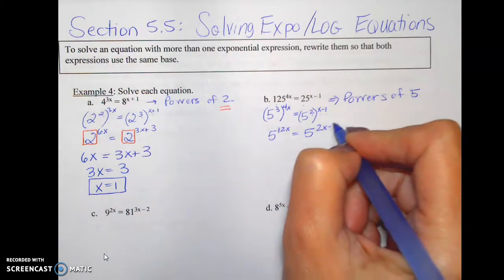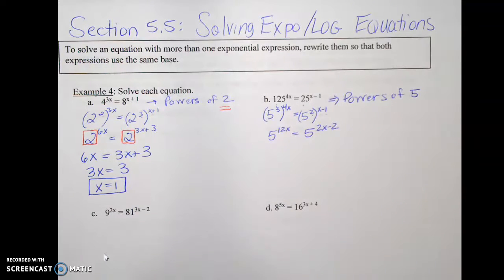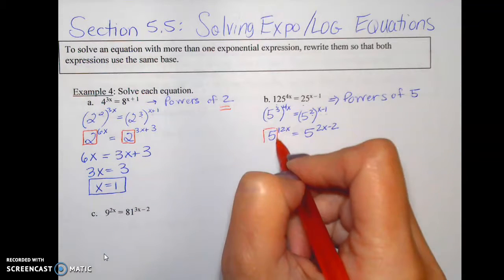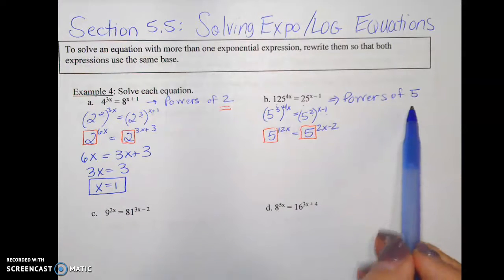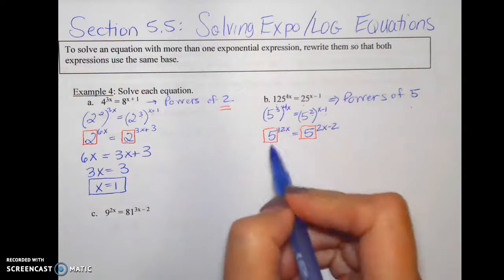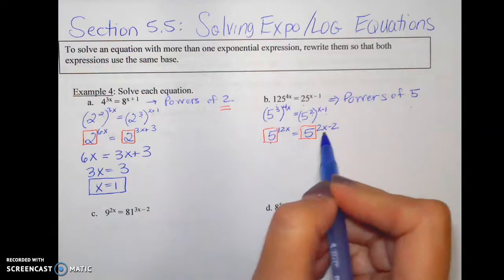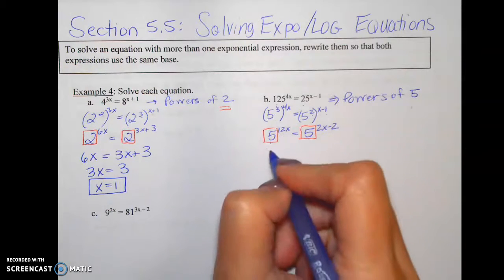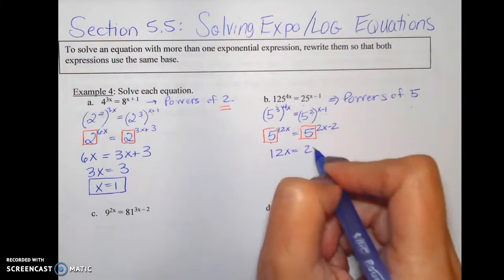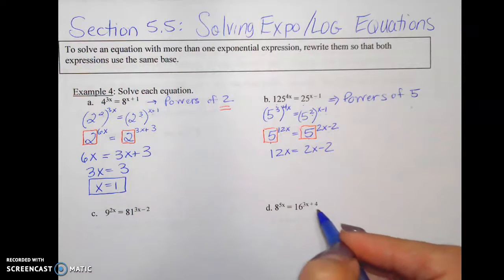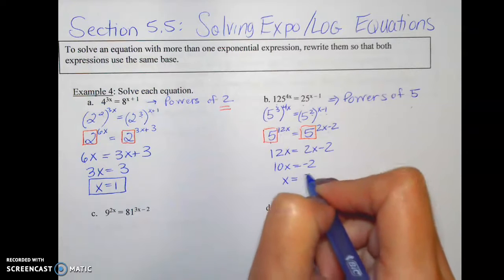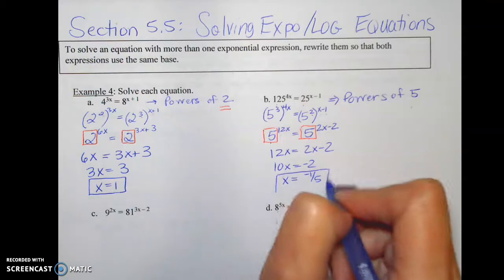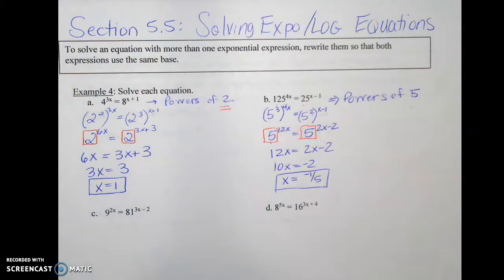It's 2x minus 2. And then again, we're at that point in the problem where our base is the same on the left and the right, which was our goal. This time we chose powers of 5. So now these are going to drop out, and we're just going to set our exponents equal to one another. So we have 12x equals 2x minus 2. And this is back in Algebra 1 again, so 10x equals negative 2. And x equals negative 1/5 when we reduce that fraction. So like I said, I think these are easier than the ones that we did in the last video.